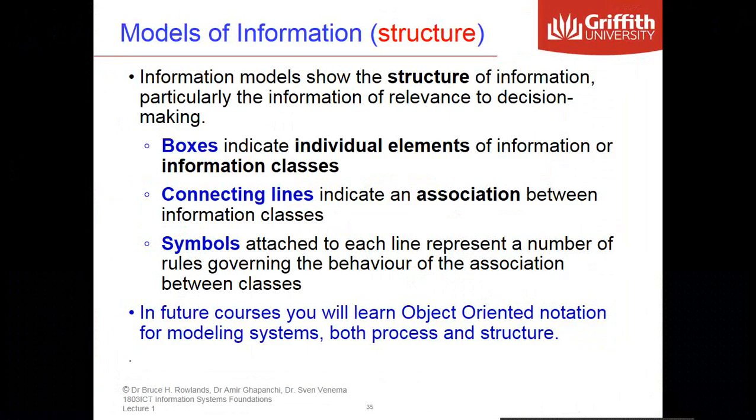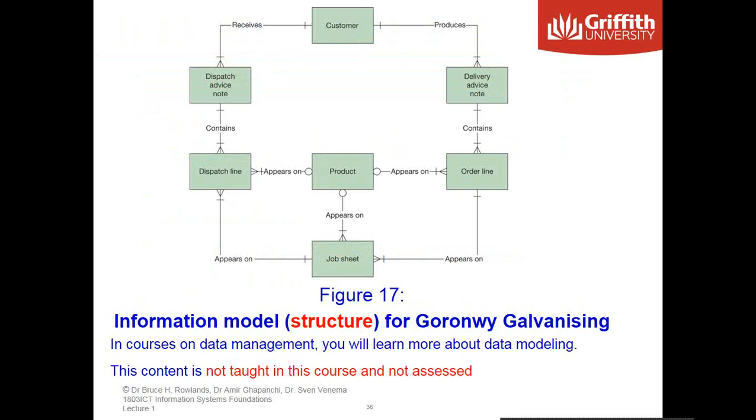So there's boxes, connecting lines, there's symbols, and in other courses you'll learn some different kinds of notation for different kinds of modeling. This course we're just going to look at the BPMN and a couple of other types which we'll talk about later. I do want to show you just really quickly, this is an information model that you might use for databases, for example. Does this look like the one we just drew before? No, it's different, has a different purpose.